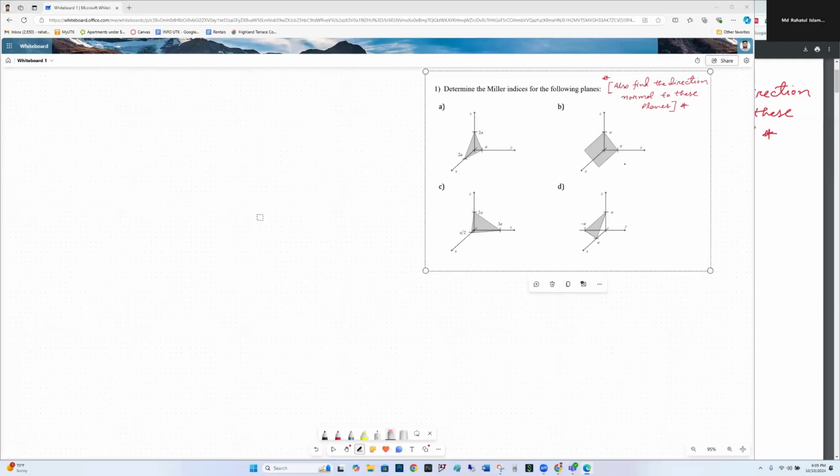So hello everyone. Let's solve homework one. The first problem of this homework is you have to determine the Miller indices for these four planes. Let's start with the first plane.